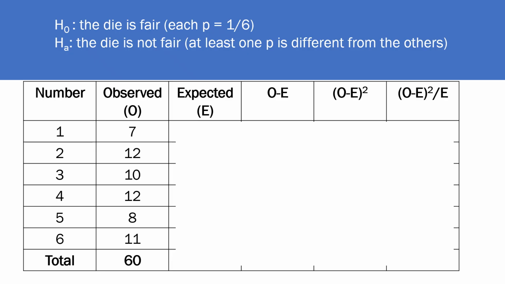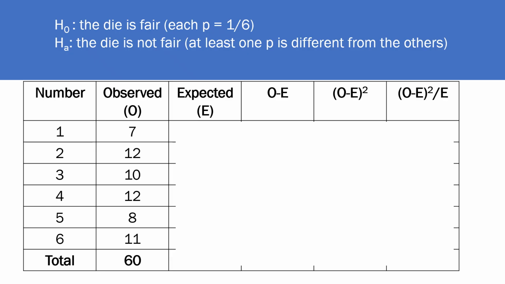Now, our parameter of interest is the probability at which each side of the dice will face up, to see if it's fair. So our null hypothesis here is going to be the dice is fair, or the p is 1/6, so there's 1/6 that will come up.